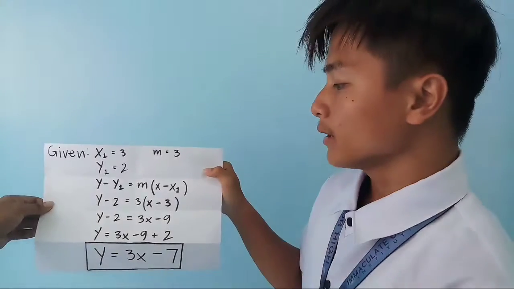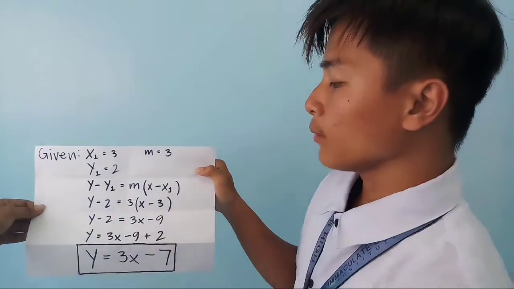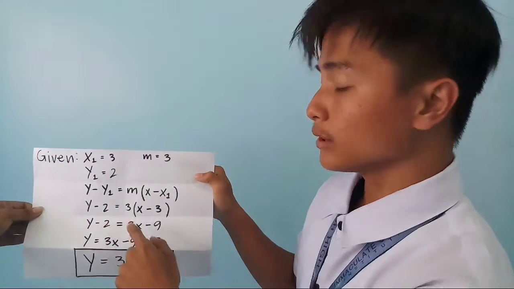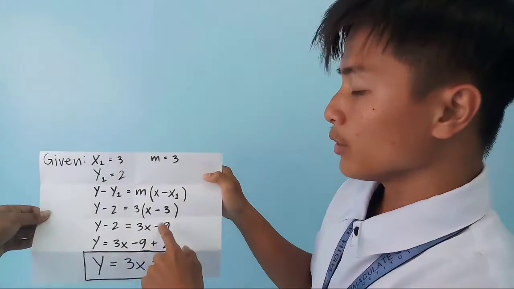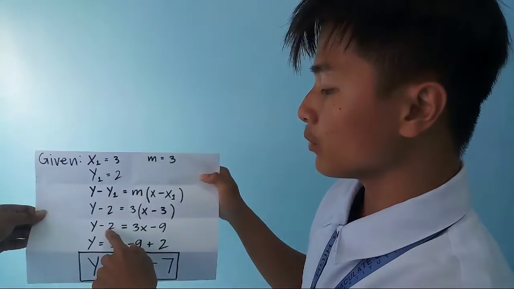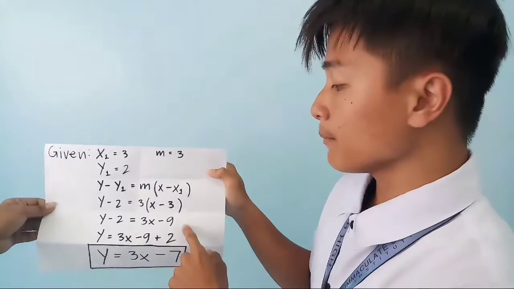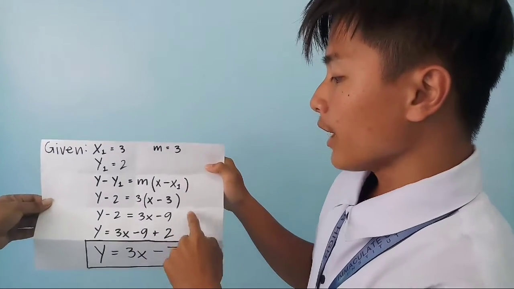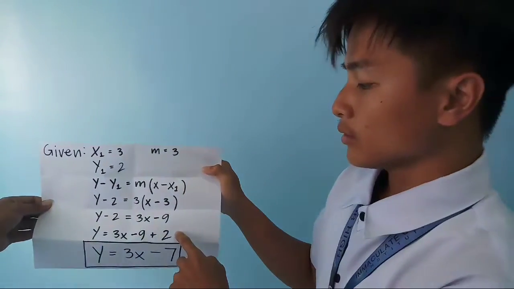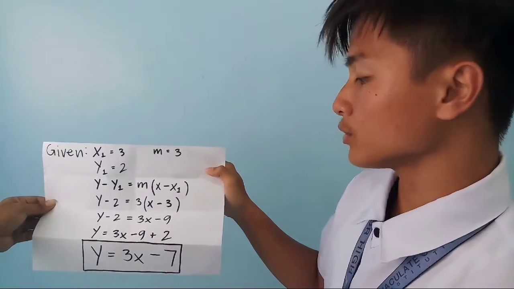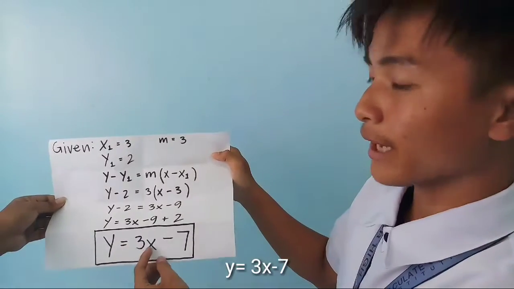First, we will multiply the 3 to the x and also 3 to the negative 3. And then, we will get y minus 2 is equal to 3x minus 9. After we multiply, we are going to transpose the negative 2 to the back of the negative 9. So, the negative 2 will become positive because we transpose it. And then, we will get y is equal to 3x minus 9 plus 2. After we transpose, we will solve the last two numbers. So, we will get the answer y is equal to 3x minus 7.